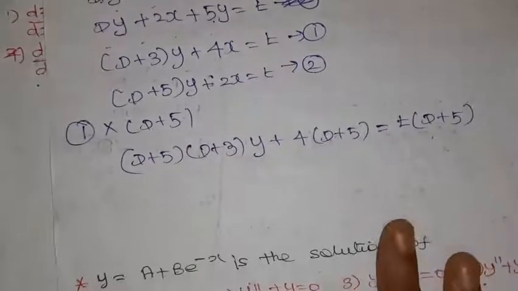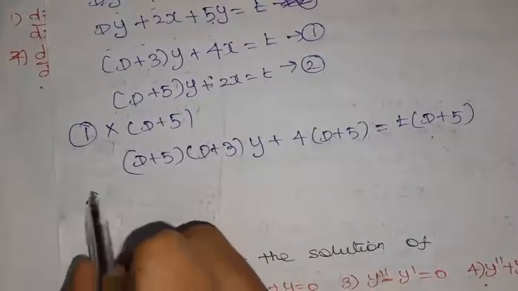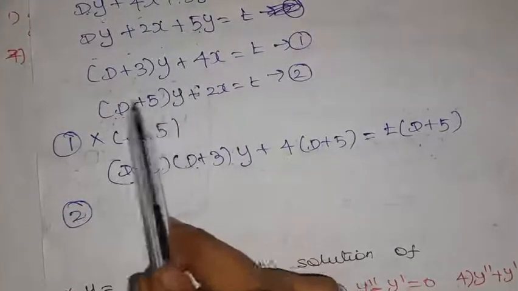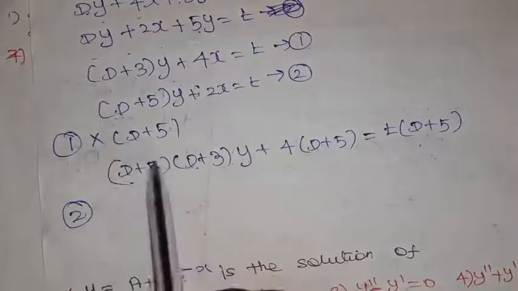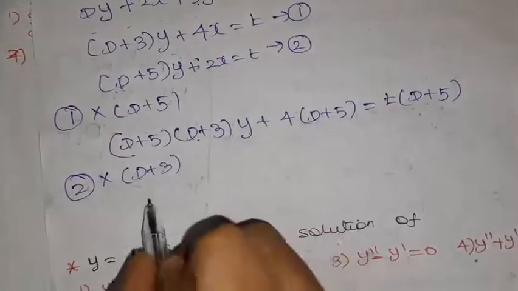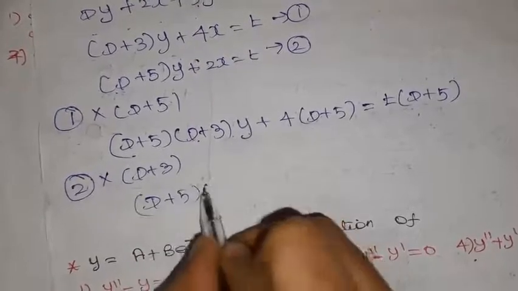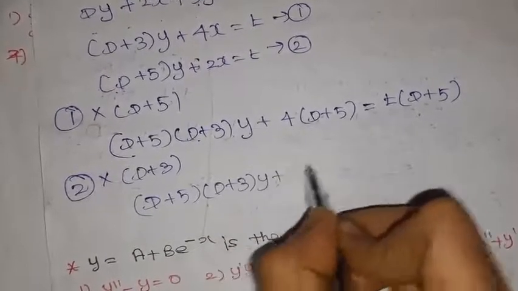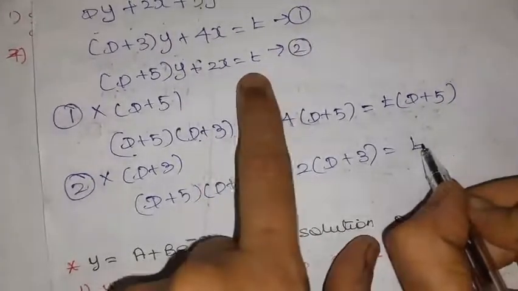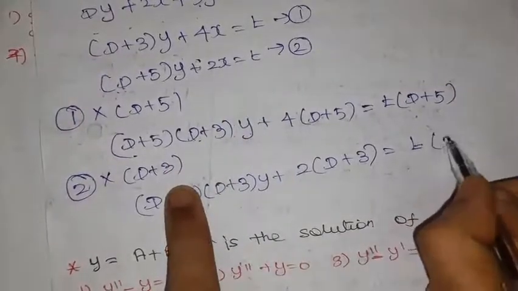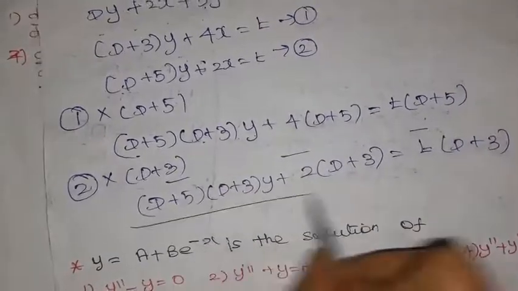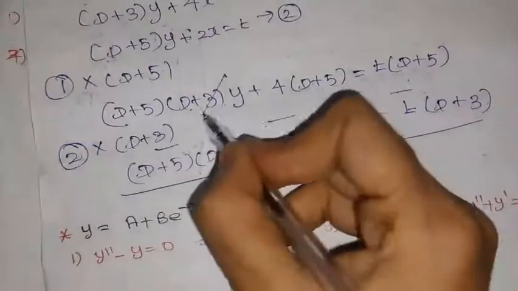Then equation 2: (d + 5)(d + 3)y. In equation 2, (d + 3) is missing. When we multiply by (d + 3), these two terms get cancelled. So equation 2 multiplied by (d + 3): (d + 5)(d + 3)y + 2(d + 3)x equals t into, on the right-hand side, (d + 3). So when we subtract, these get cancelled.